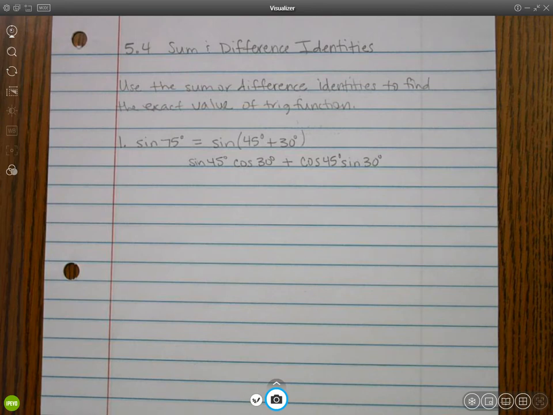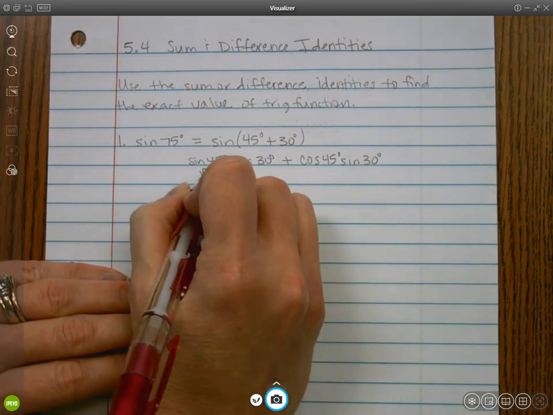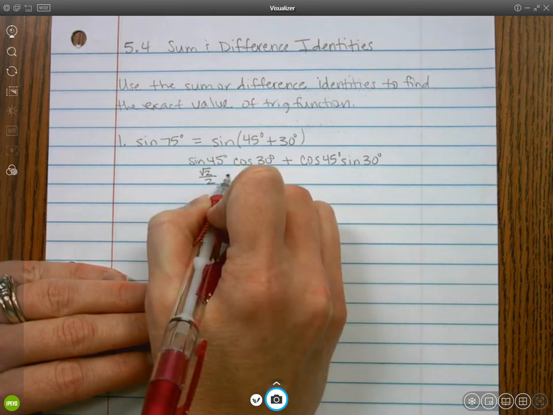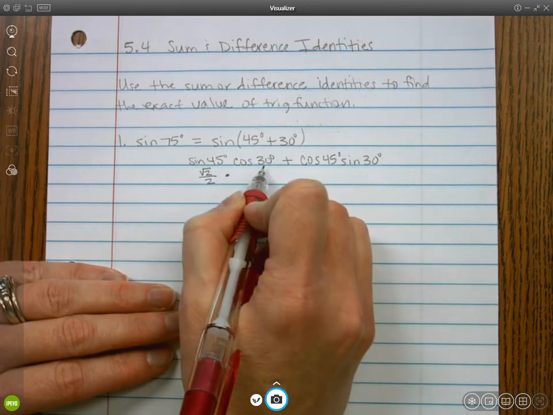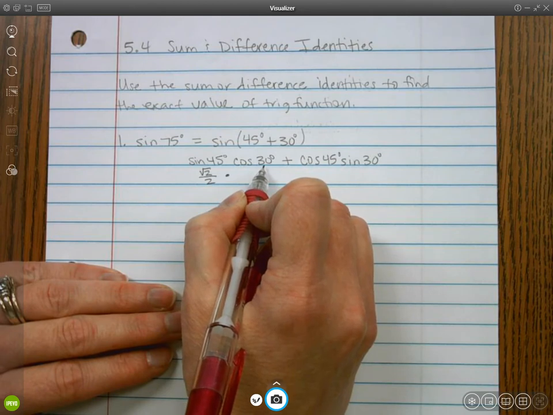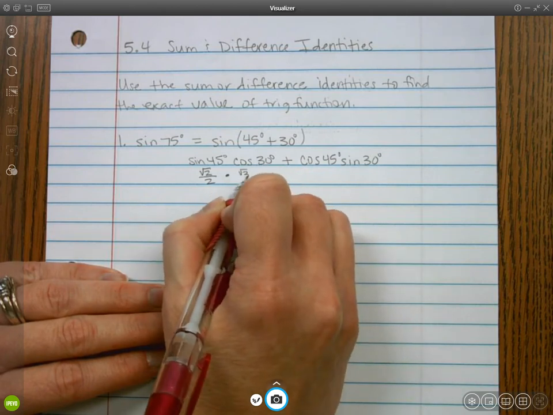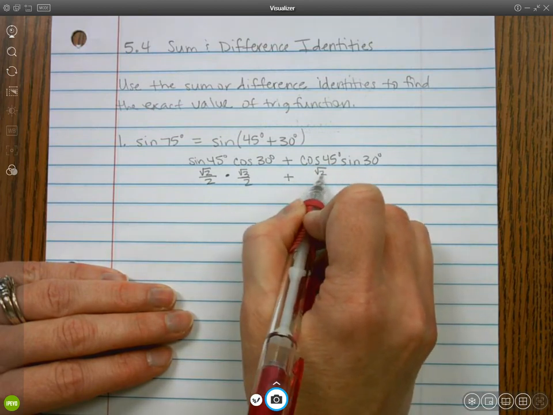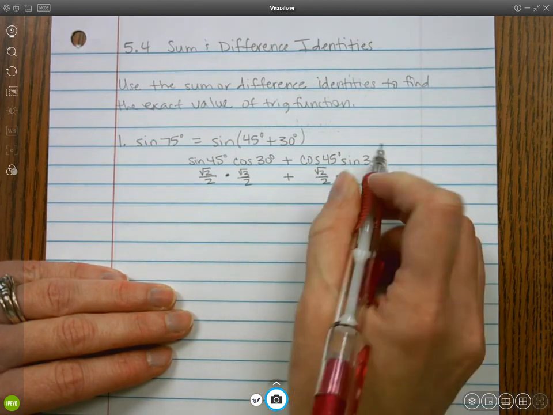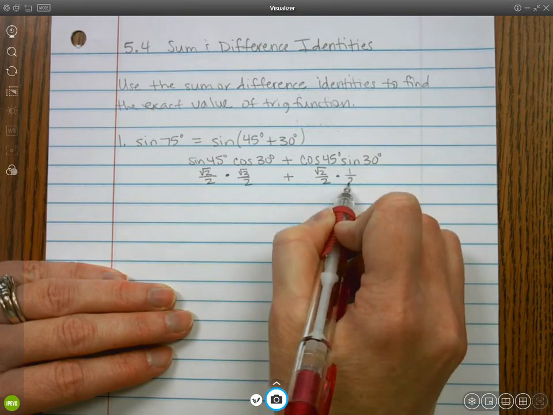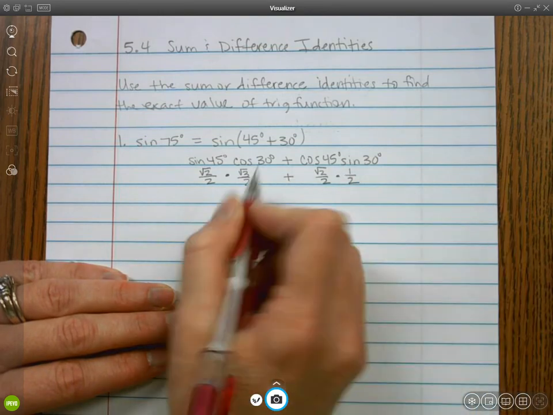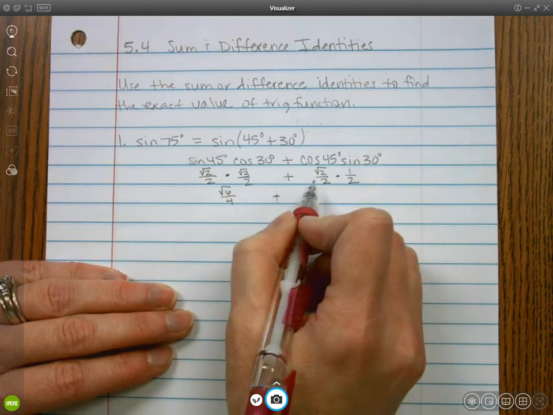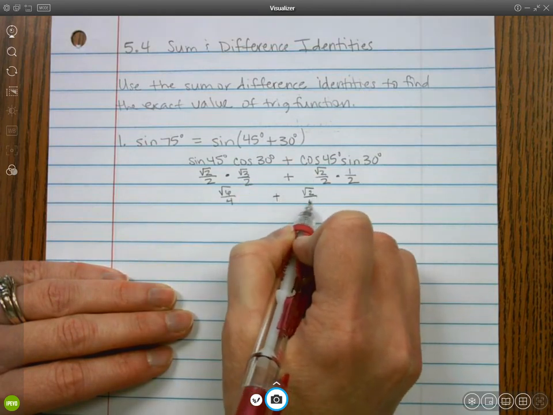Sine at 45 degrees. The y-coordinate at 45 degrees on the unit circle is root 2 over 2. These are being multiplied. Cosine of 30. So the x-coordinate at 30 degrees is root 3 over 2. Cosine at 45, the x at 45 degrees is root 2 over 2. Sine at 30, the y at 30 is 1/2. All right, so we're going to multiply. We get the square root of 6 over 4. Multiply here, we get the square root of 2 over 4.